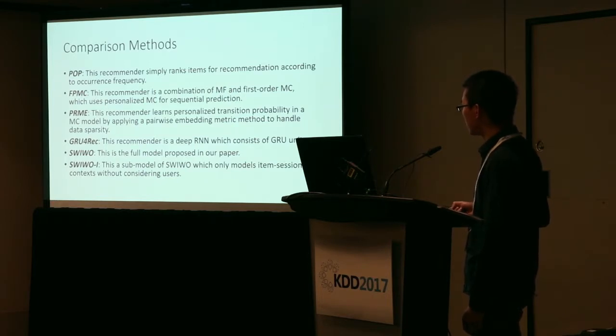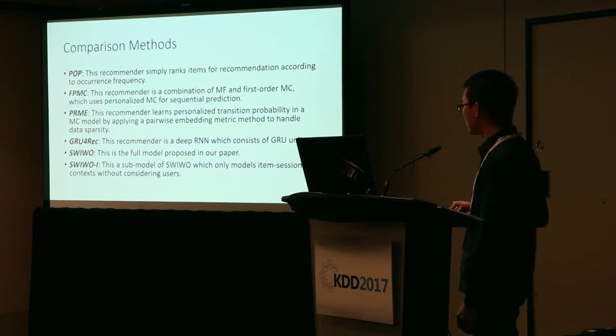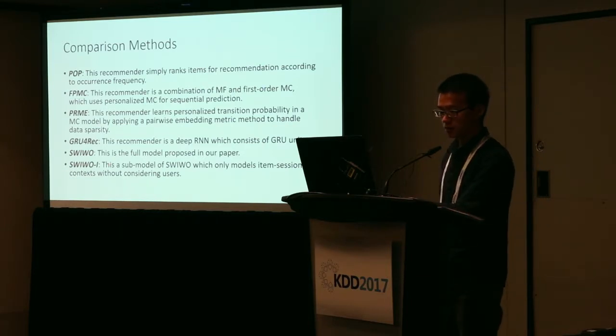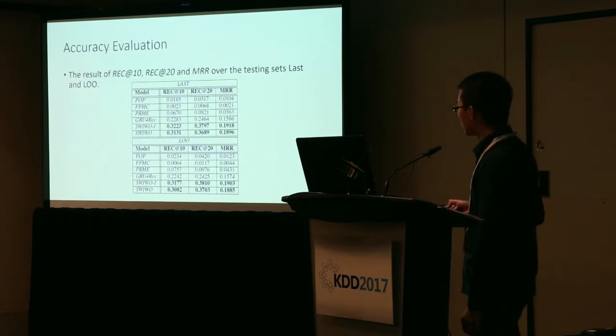This one with a DSI is the model that only models the item section context. So we did not consider the user embeddings in this model. So we will see the difference. This is the one that uses only the items' context embeddings. This one uses the context embeddings as well as the user's embeddings.